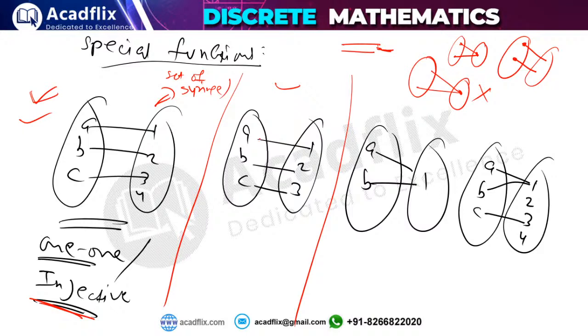For example, A is related to 1, B is related to 2, and C is related to 3. So this is again a one-one function. Let's see what this function is. This function is another special function. You can see this is not one-one.